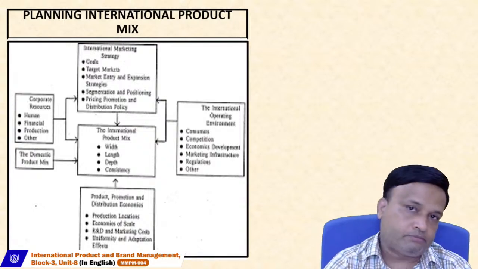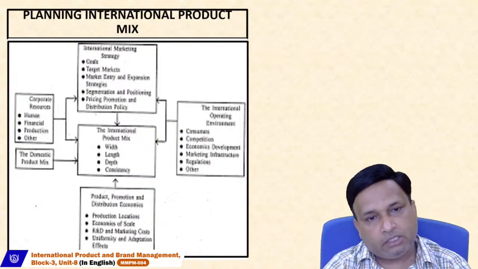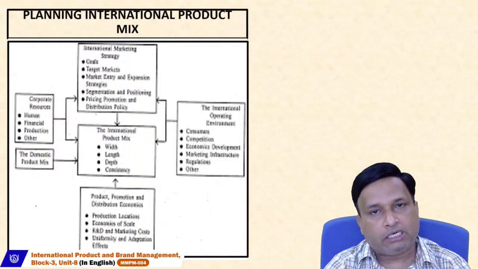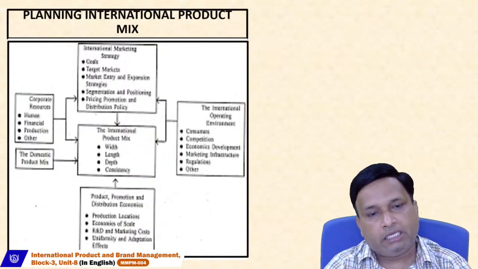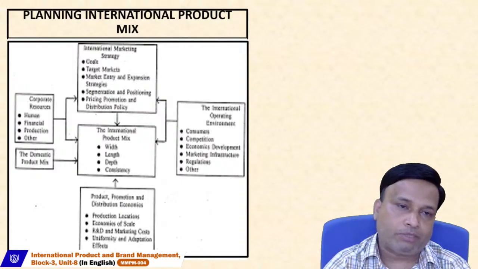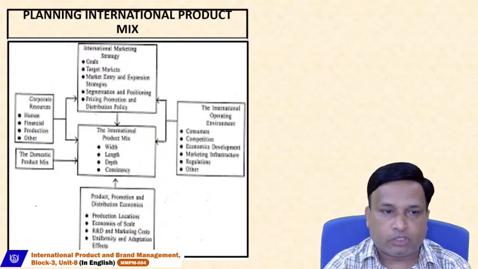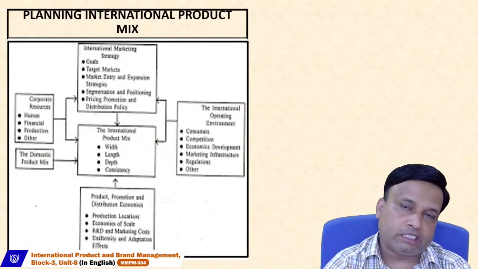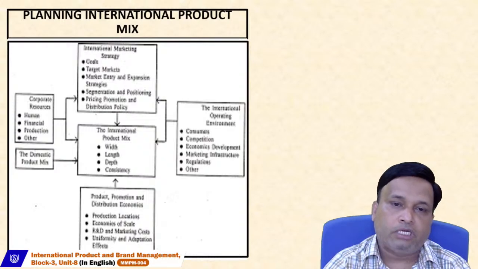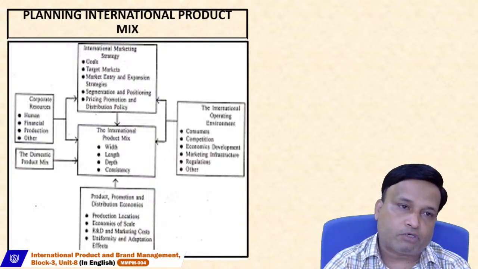Companies like HUL or P&G do not offer all their products in the Indian market because they know that the Indian customer cannot afford all the products. That is why they launch those products which are required by the Indian market. So we have to take decisions on what should be our product width, product length, product depth, and what about the consistency. Keeping all these things in consideration, we have to decide the product mix.